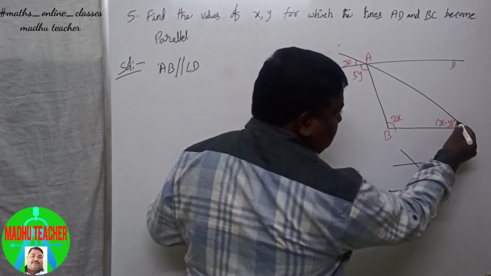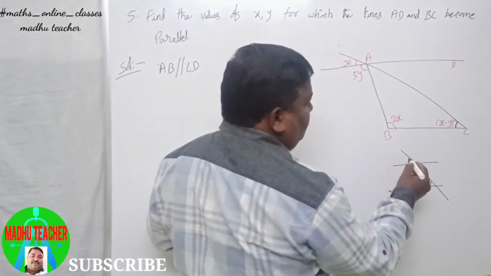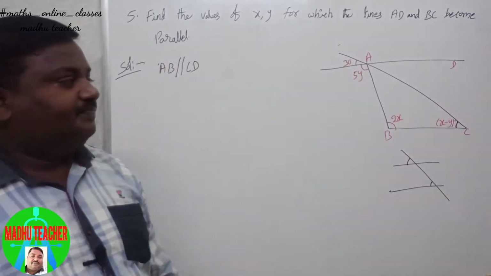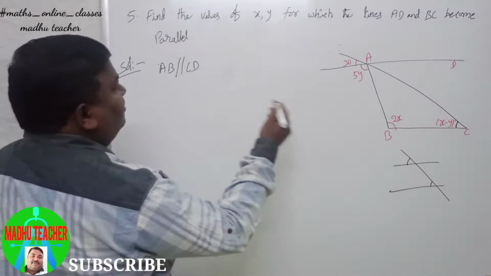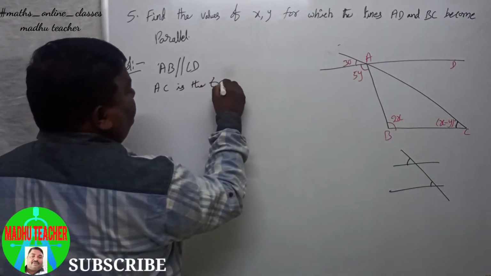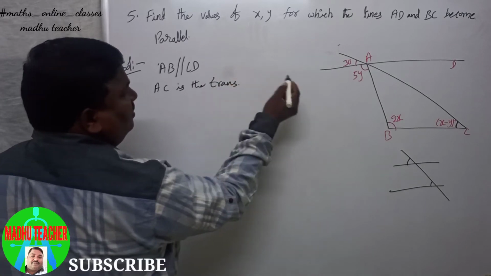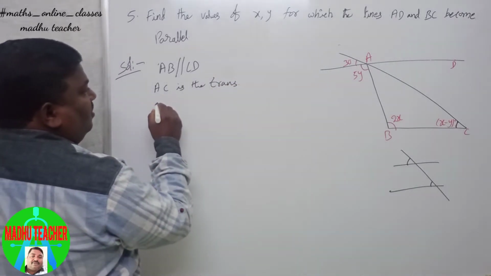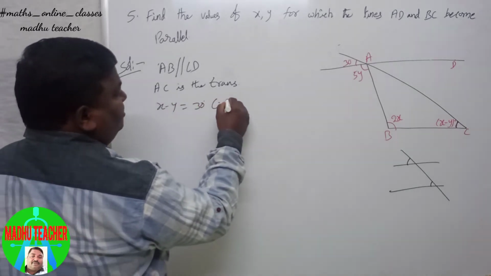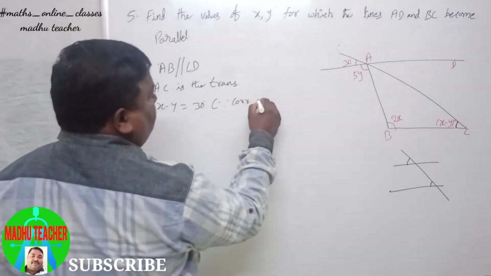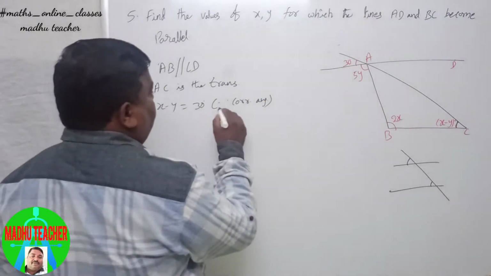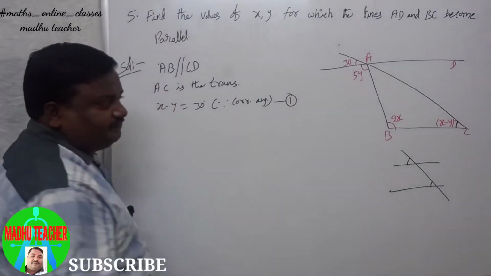Let us observe these two. This angle C is 30 degrees. These two are corresponding angles, so I am writing, AC is the transversal. Therefore, x minus y equals 30 degrees, since corresponding angles. Let us take this as the first equation.